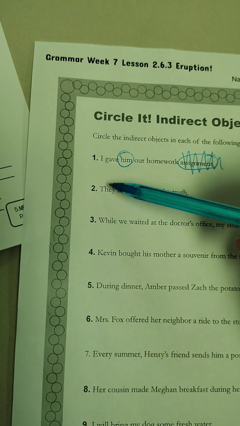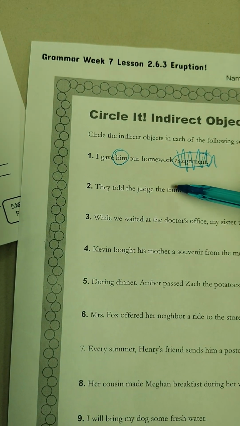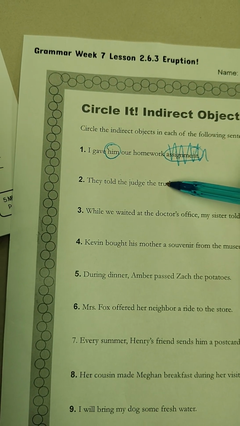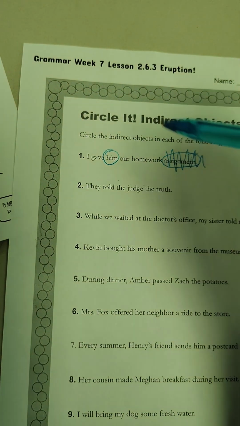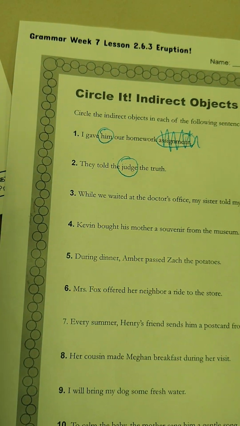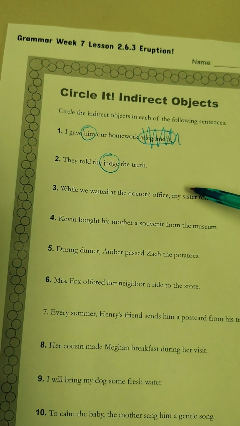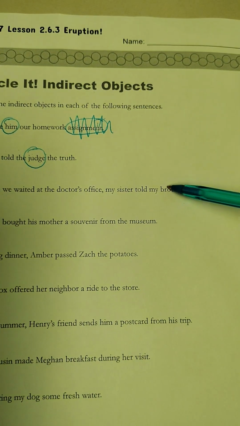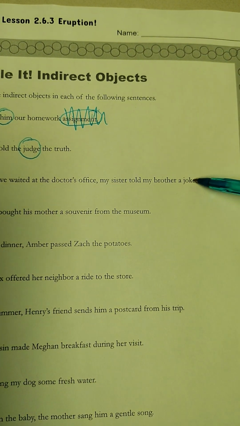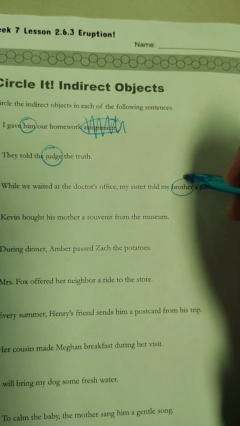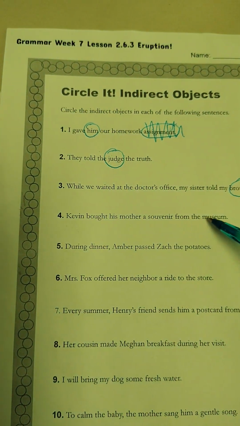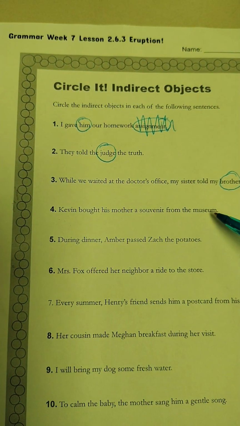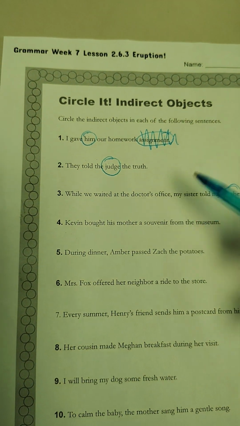If you take a look at this one, they told the judge the truth. Who did they tell the truth? The judge. While we waited at the doctor's office, my sister told my brother a joke. Who did you tell a joke to? Brother. Kevin bought his mother a souvenir from the museum. Who got a souvenir? His mother.